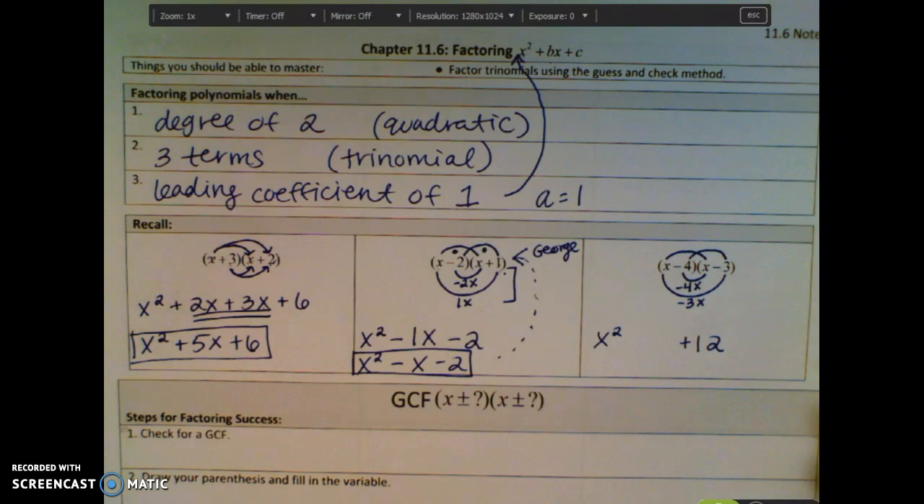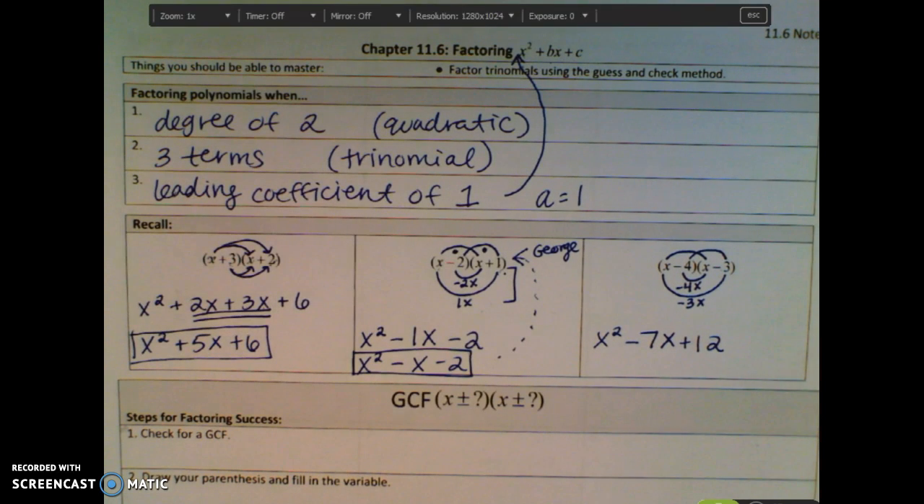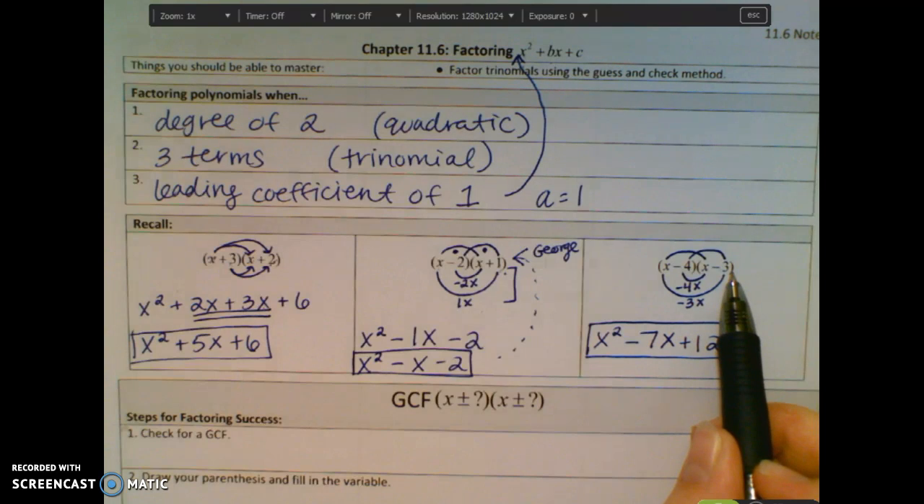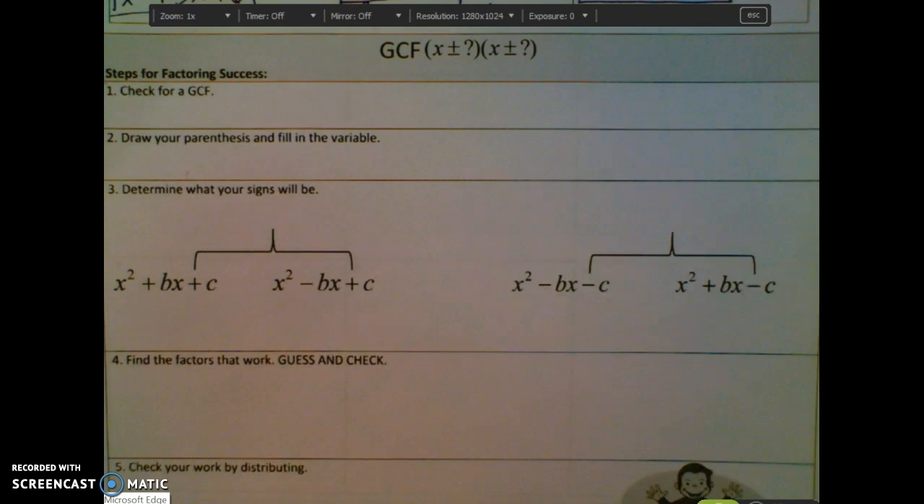Then I just need to combine my like terms. So I have negative 4x minus 3x gives me negative 7x. So x squared minus 7x plus 12 is the trinomial that we get when we multiply these two binomials. And again, today we are going to be going from here back to there. We're going backwards today. So before we actually start factoring, we need to know how to do it. So we've got a series of steps here that we're going to go through, and then we will go through some examples on the back of the notes together.